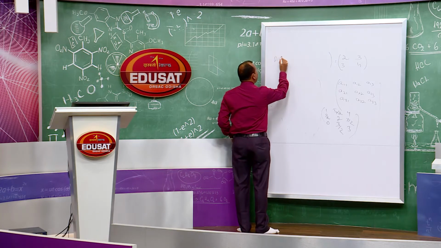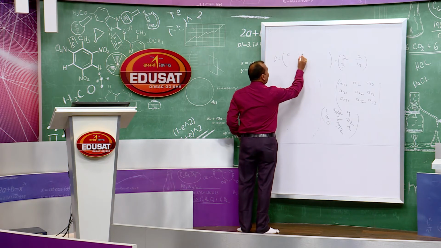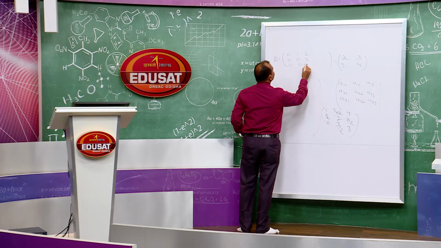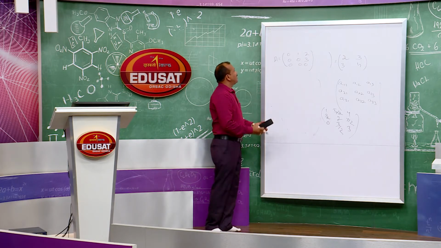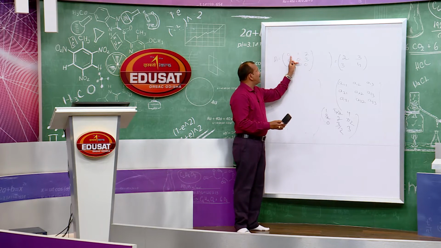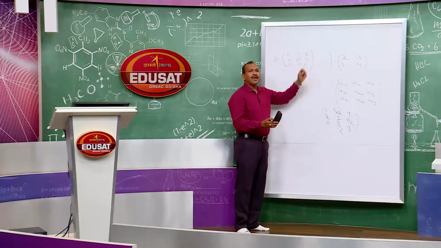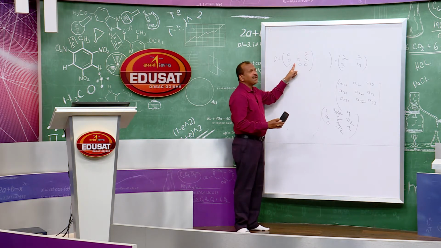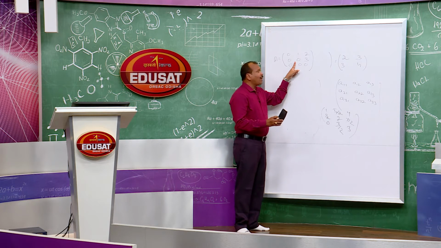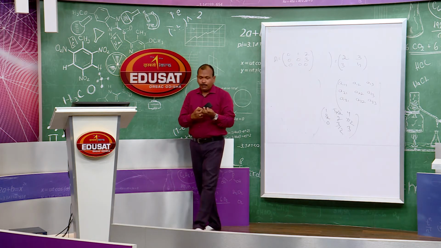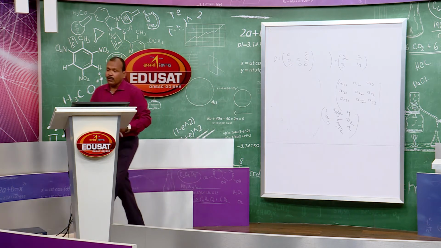Suppose A is a matrix 0, 1, 2, 0, 0, 3, 0, 0, 0. This is a square matrix. The leading diagonal elements and the elements below the leading diagonal are 0, and the elements above the leading diagonal are non-zero. So, this is a strictly upper triangular matrix. Similarly, we define the strictly lower triangular matrix.